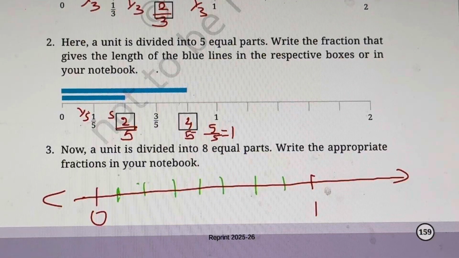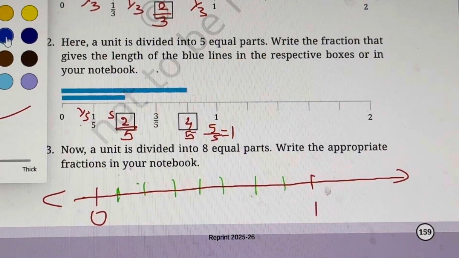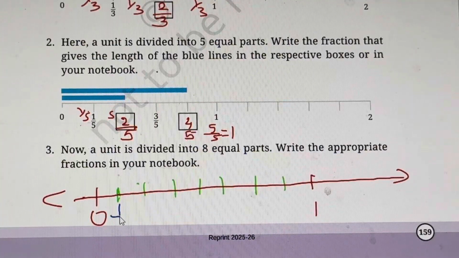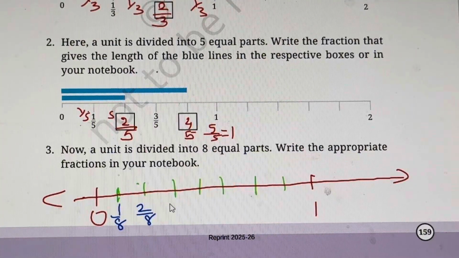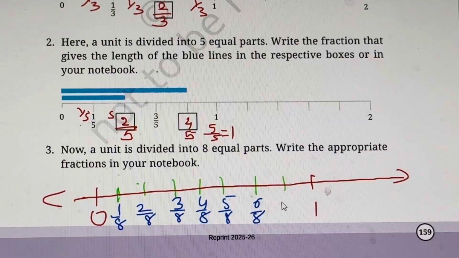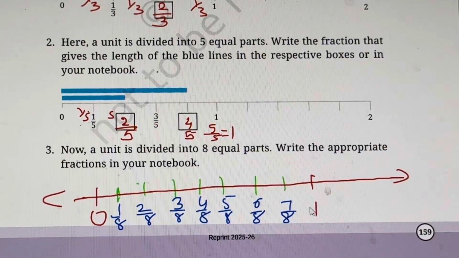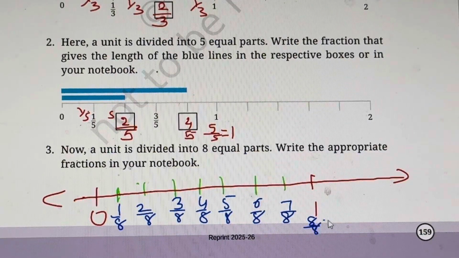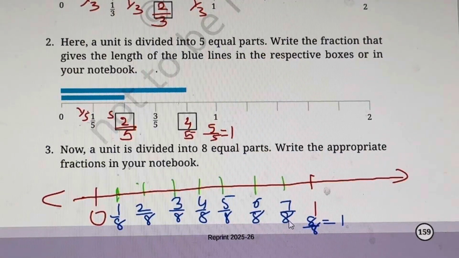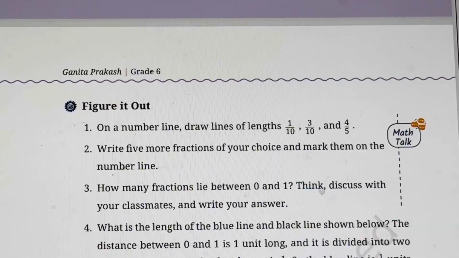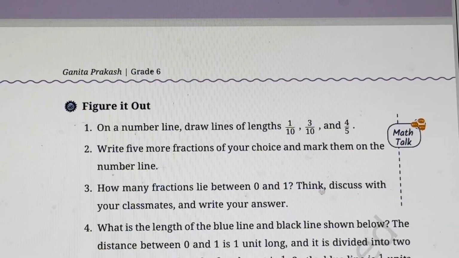So you can write this fraction as, the first one is 1 upon 8, second is 2 upon 8, third is 3 upon 8, 4 upon 8, 5 upon 8, 6 upon 8, 7 upon 8. And you ask, where is the 8th part? That is 8 upon 8, which is equal to 1. Because both numerator and denominator are the same, it represents a whole 1. Clear?